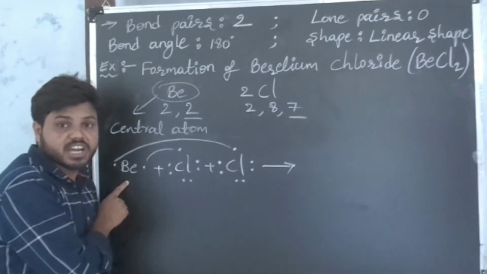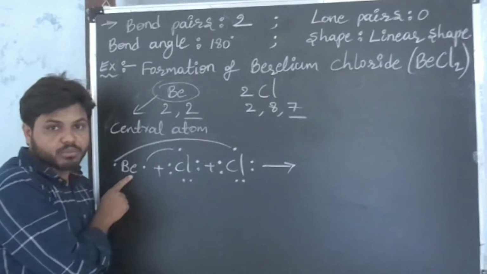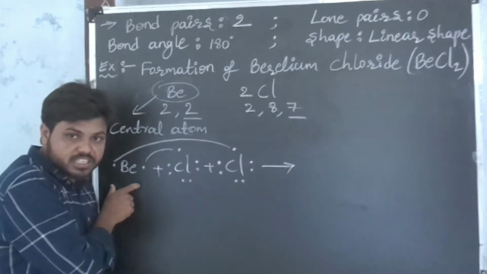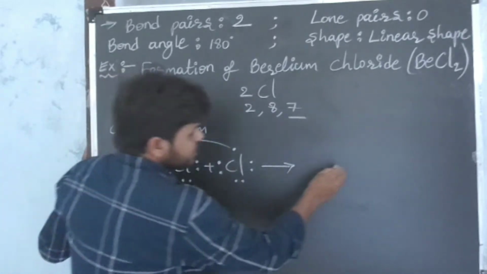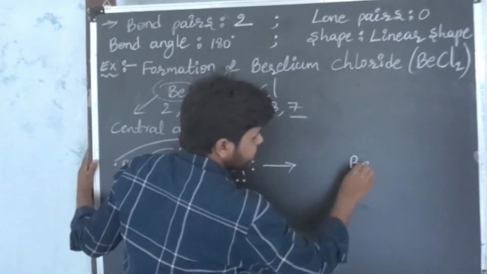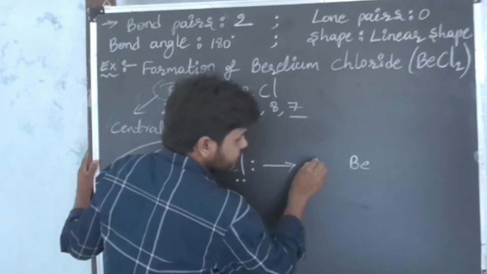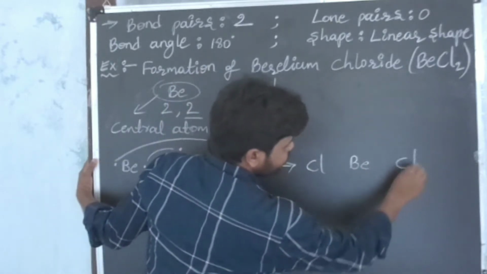Lone pair electrons are not present in the beryllium atom. Only 2 electrons are there, and these 2 electrons are participating in the chemical reaction. Okay. Now finally we get beryllium as the central atom. Here one chlorine and here another chlorine.